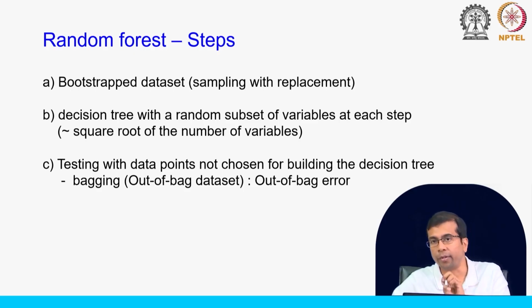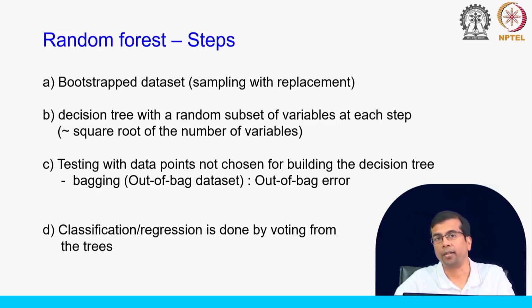Why is it important? Because when you run this random forest method in R, you will see this out-of-bag error. This is the error we get in predictions on the data points that were not chosen for building the decision trees. The final decision, the classification or regression, whatever problem we are working with, is done by voting from the trees. So if we build, let us say, 500 trees, we do the predictions based on these 500 trees, and the output is given by voting of these trees, or maybe by average in the case of regression.